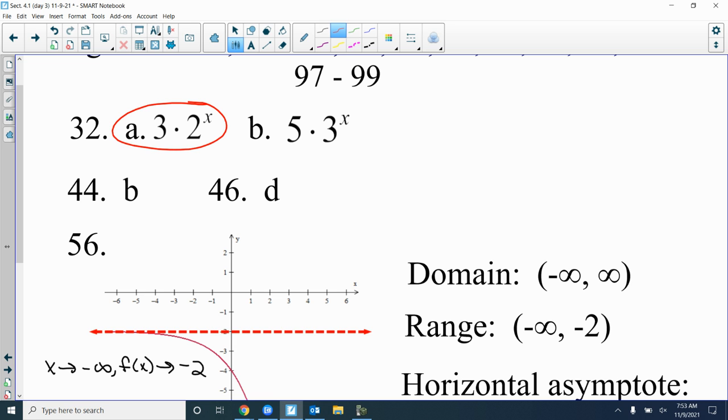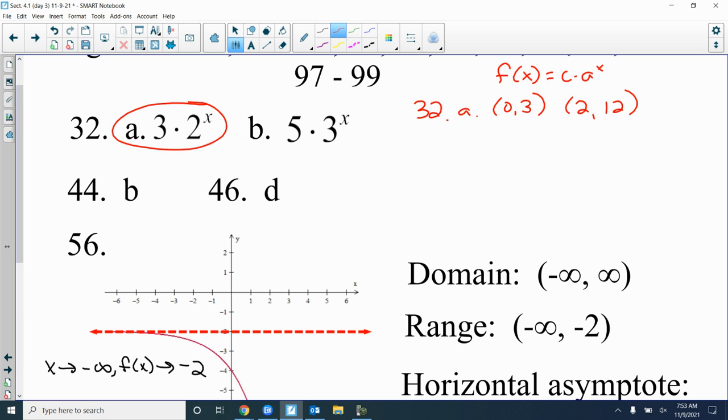So for 32, Ryan, what are the 2 points they give me for A? 0, 3, and 2, 12. And they want to write it in f of x equals, which one is the A? Let me see here. C times A to the x.